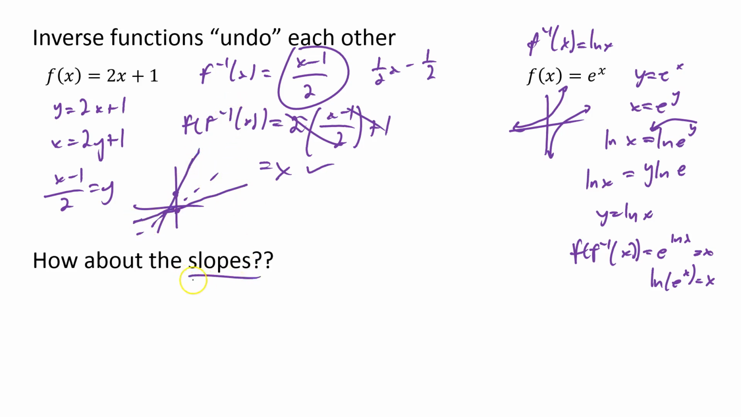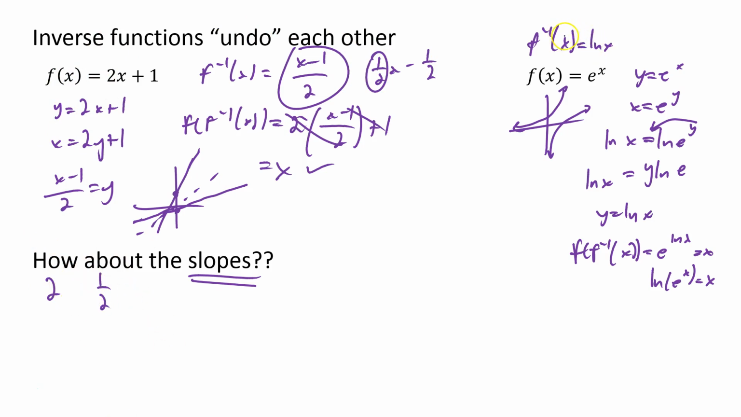So let's look at the slopes, because that's really what we're interested in so far in calculus, these derivatives. I want to know, how does the derivative compare? Well, let's look at the slopes of these two. So the slope of f over here was 2. The slope over here was 1/2. Interesting. So it looks like they might be reciprocals, maybe.